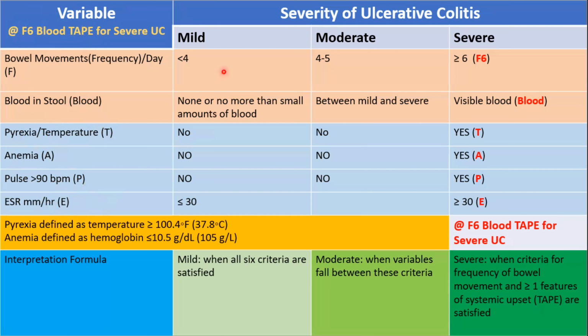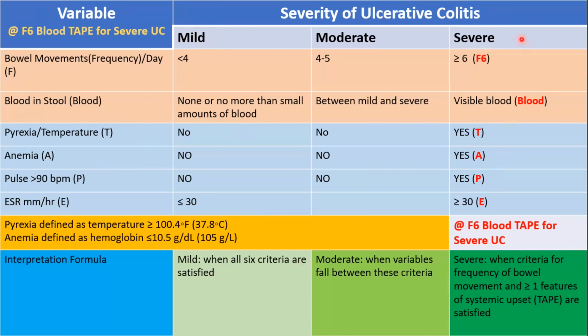A patient will fall under the mild category if the bowel frequency is less than 4 per day, if there is no blood or no more than a small amount of blood in the stool, and if the patient has no features of systemic upset. So if the patient meets all these six criteria, then you can classify them as having mild ulcerative colitis.